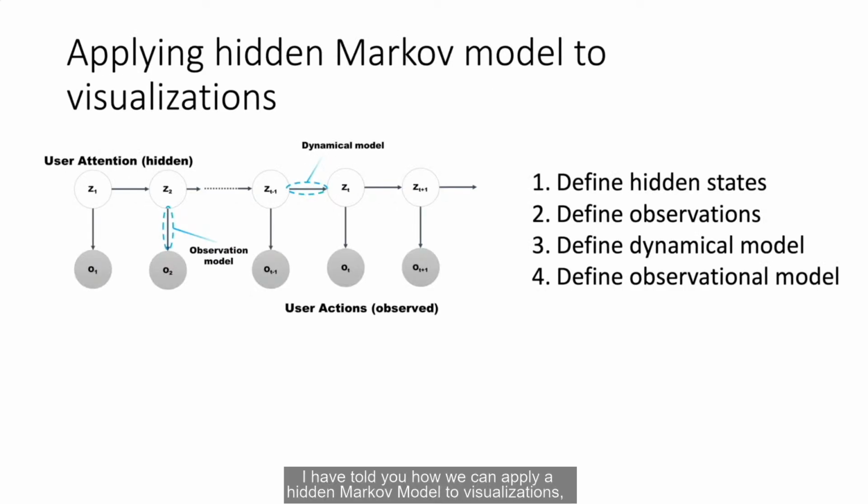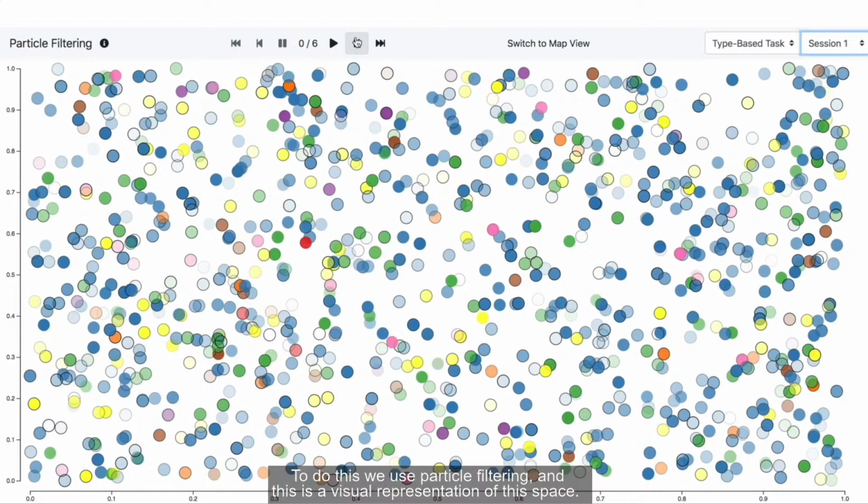I have told you how we can apply hidden Markov model to visualizations, albeit at a very high level, but I never really told you how to make predictions. To do this, we use particle filtering, and this is a visual representation of this space. Here, there are 1,000 particles, and they represent the model's belief at any given time. What you're looking at right now is time t equals 0. So this is before we have observed any kind of interactions. You might notice that most of the particles are blue. This is because we randomly sampled from the distribution on the crime map, and theft crimes, colored in blue, are the most common crimes. Location was randomly sampled from a Gaussian distribution.